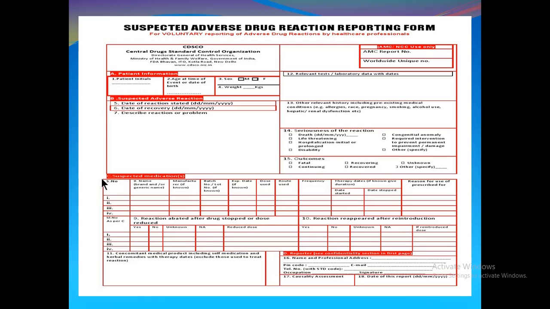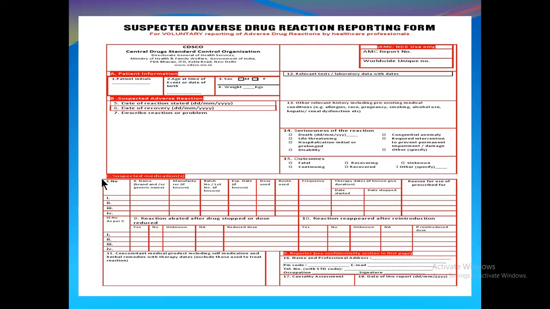Now coming to the last section of the form, which is section D, which is confidential. Section D consists of 3 points, 16, 17 and 18, which are to be filled. Under point 16, details about the reporter have to be filled by himself or herself, like name and professional address of the reporter, email, occupation and signature of the reporter.